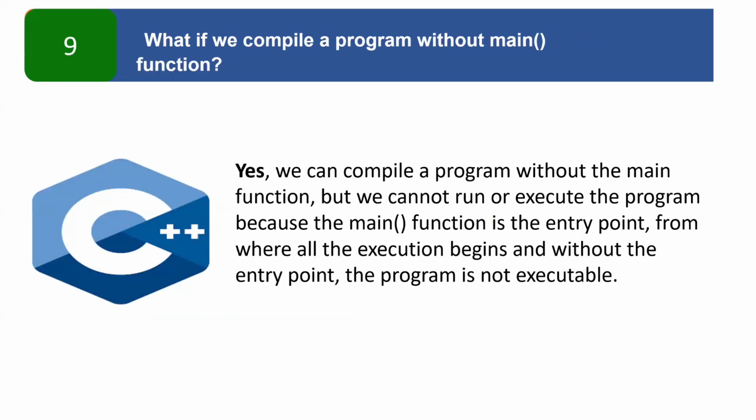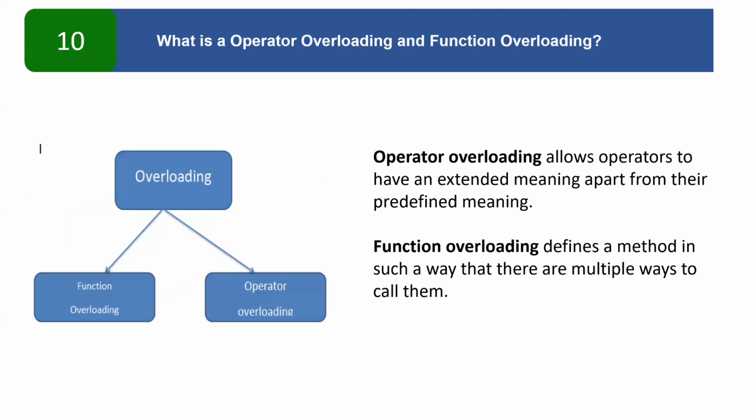What if we compile a program without a main function? Yes, we can compile a program without the main function, but we cannot run or execute the program because the main function is the entry point from where all the execution begins, and without the entry point, the program is not executable.